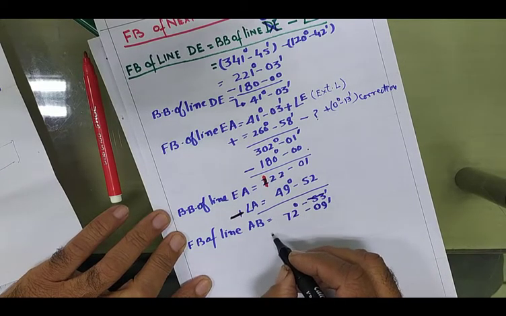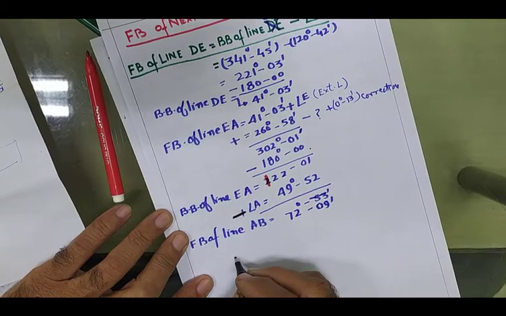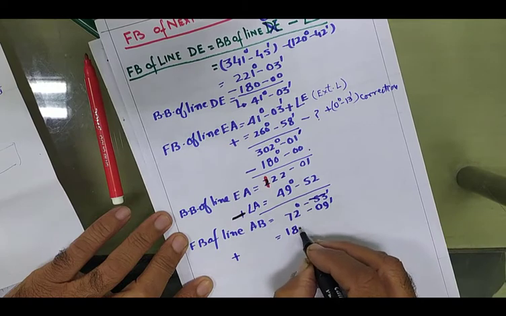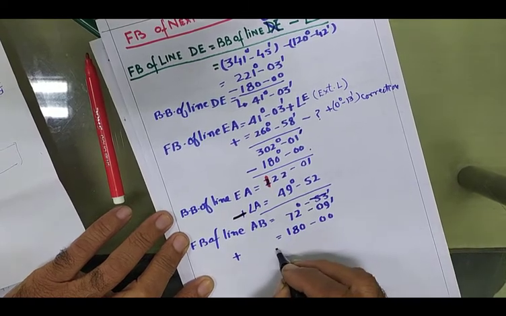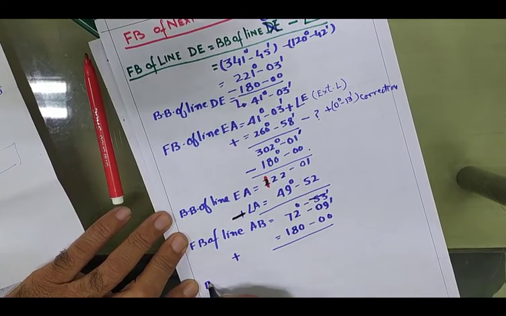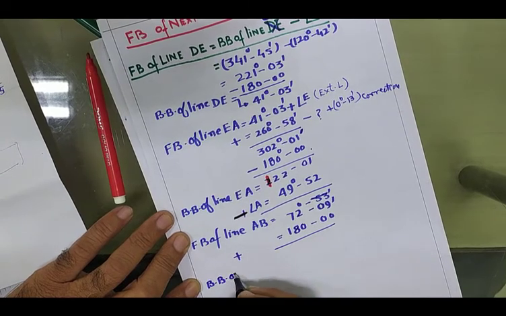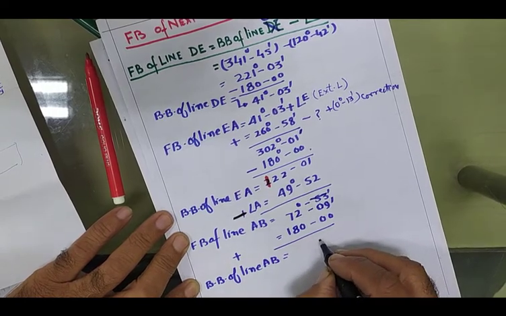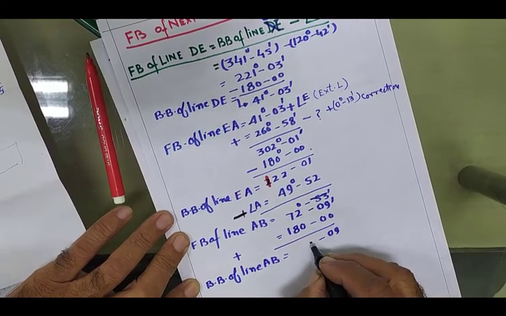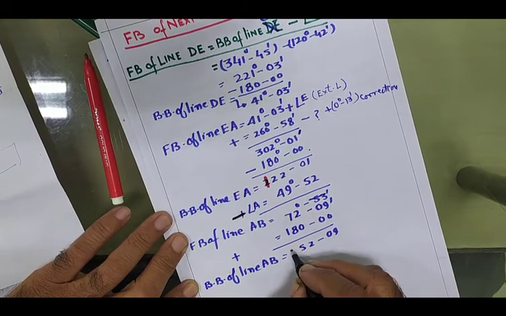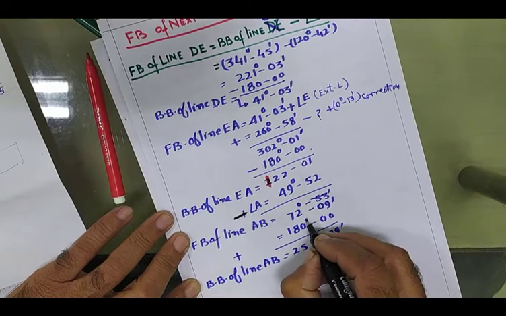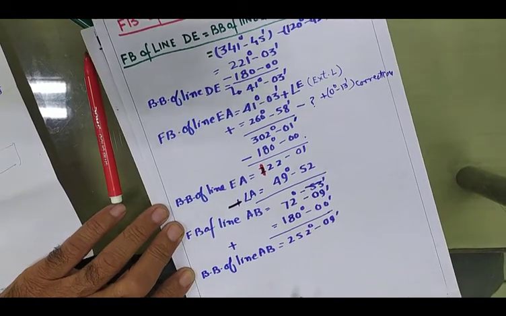So this is less than 180, so here you add 180 degrees. What is the answer? The back bearing of line AB is 252 degrees 9 minutes.